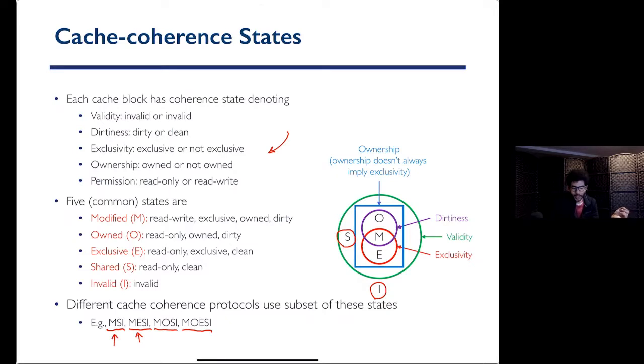The MSI protocol only uses 3 states, and with these 3 states, it's able to implement those 2 invariants. So to implement those 2 invariants, you don't necessarily need to have all 5 states. As you can see, you can just use a subset of these and still be able to implement those invariants. Now, this one uses all 5 of them, but then this one only uses 3 and is still able to do what it takes.